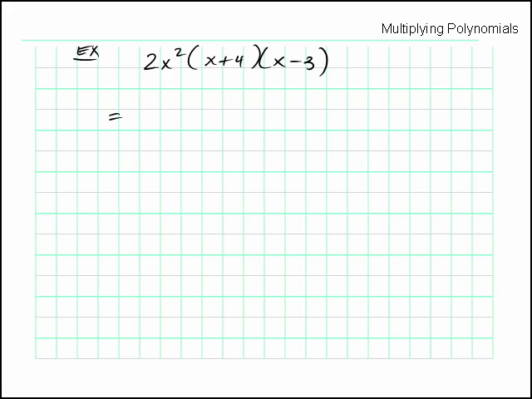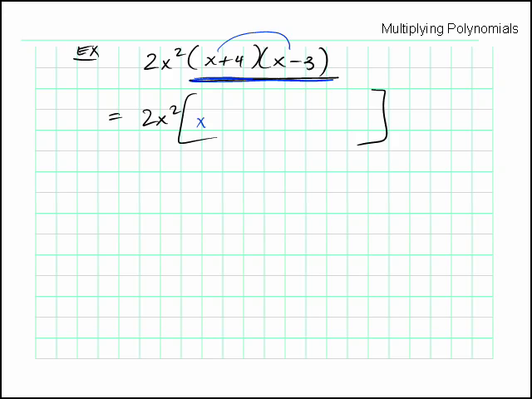Well, we've got to multiply all this stuff together. You've got to start somewhere. I think the best place to start would be multiplying those two binomials together first. So I'm going to just leave this 2x squared out in front for the moment, and I'm going to multiply those together. And those are binomials, so I could use the FOIL method if I want.